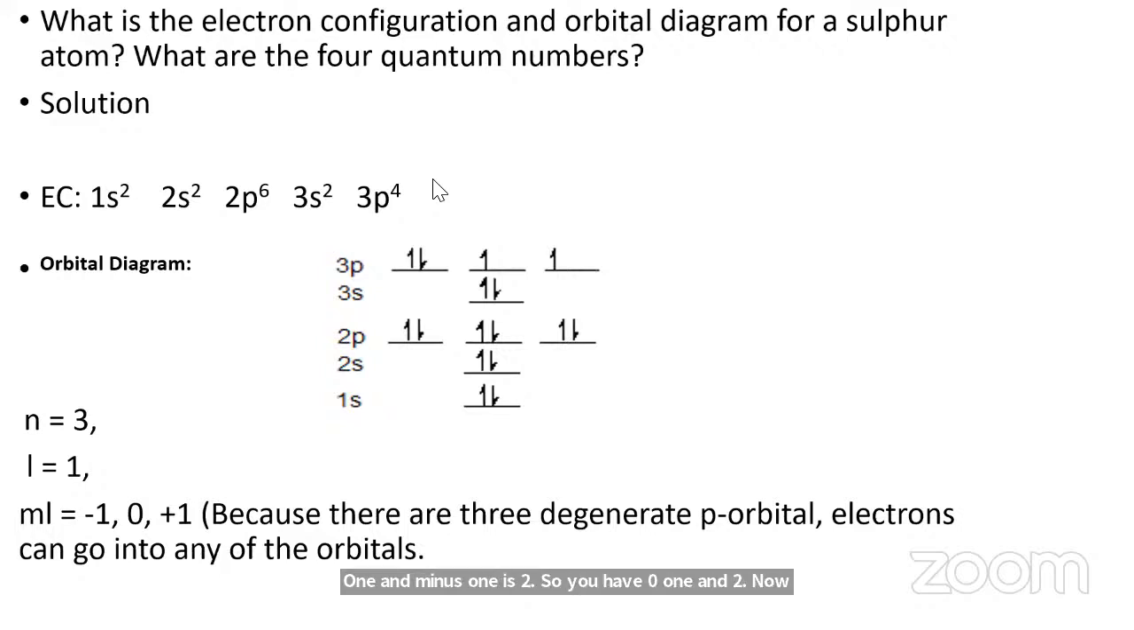Now listen again. Because we have L from 0 to 2, and n is 3, the third energy level will have 3 orbitals: 3s, 3p, and 3d. But if you look at sulfur, do we have electrons in 3d? Answer me quickly, yes or no? Good. There is no electron in 3d.